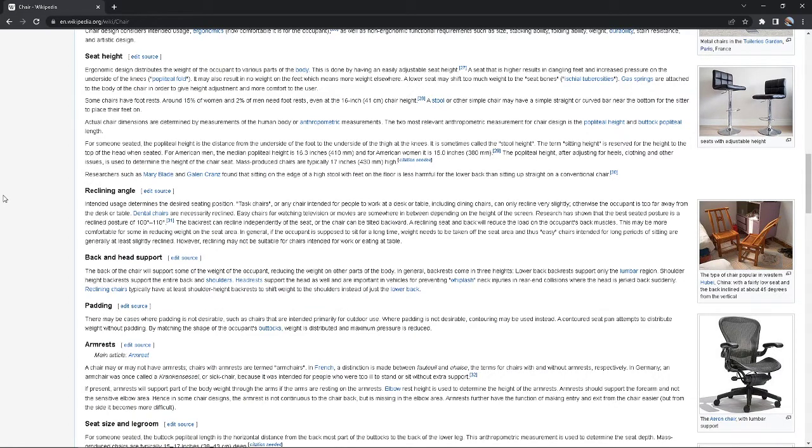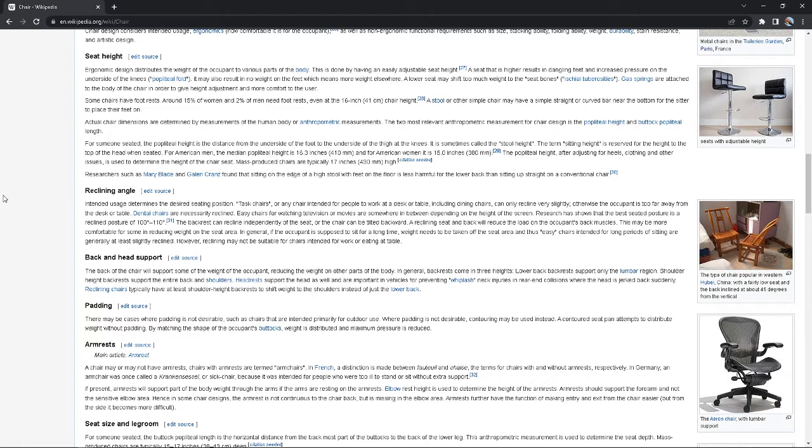Armrest. Main article: armrest. A chair may or may not have armrests. Chairs with armrests are named armchairs. In French, a distinction is made between fauteuil and chaise. The term for chairs with and without armrests in Germany: an armchair was once called a Krankensessel, or sick chair, because it was intended for people who were too ill to stand or sit without extra support.